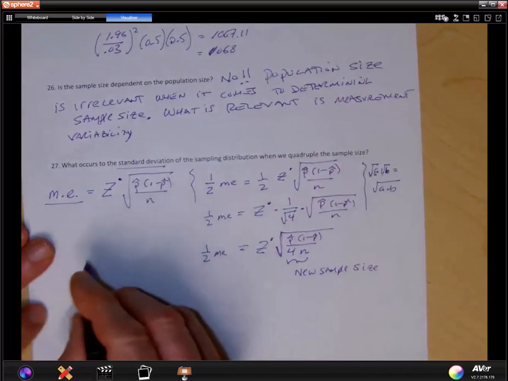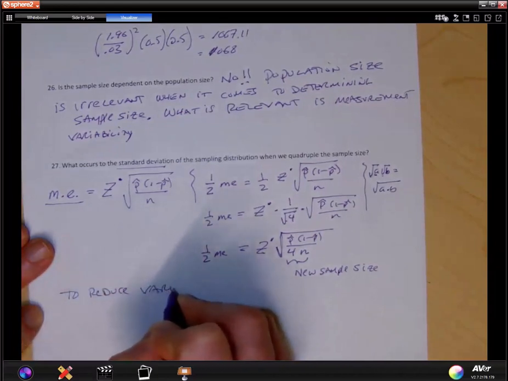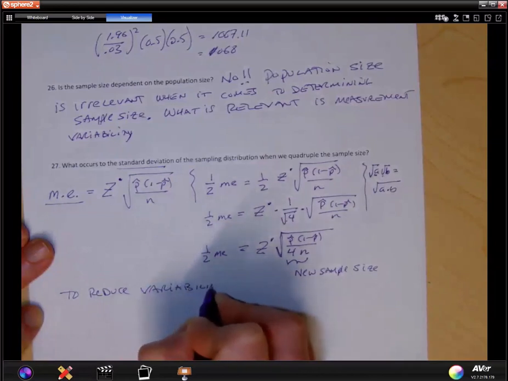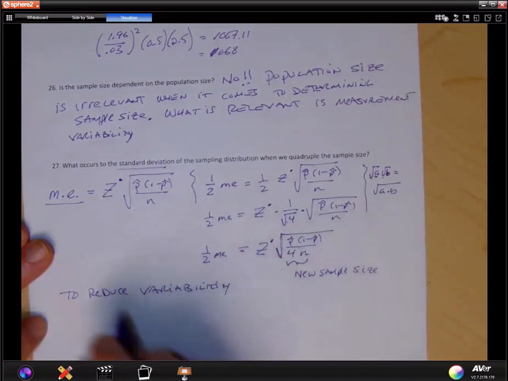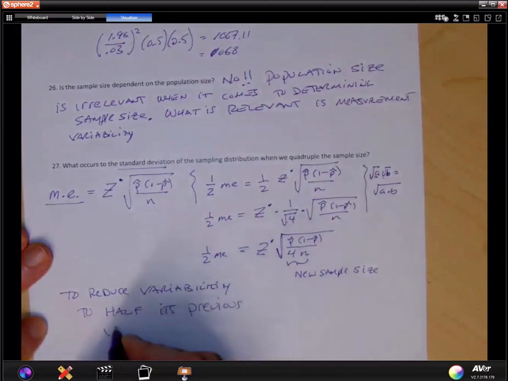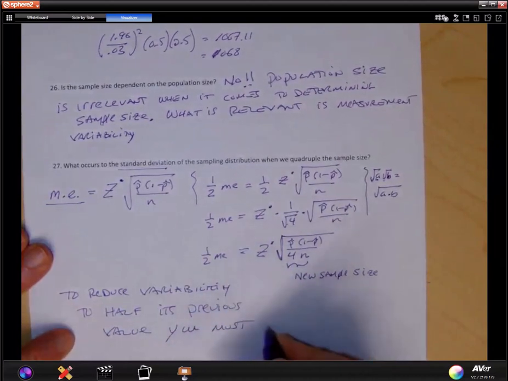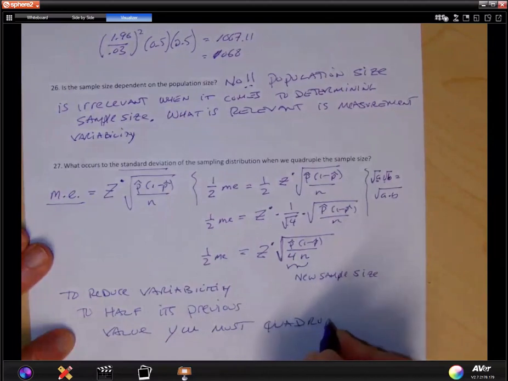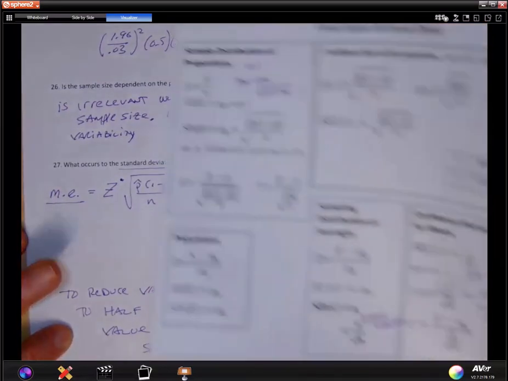So to reduce variability, again, could be the margin of error as a measure of variability, to half its previous value, you must quadruple sample size. And again, we use this in the formula, even for means.